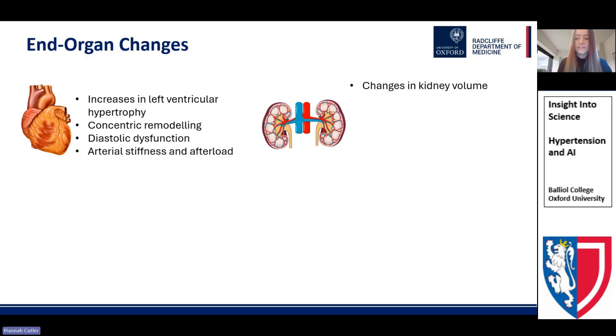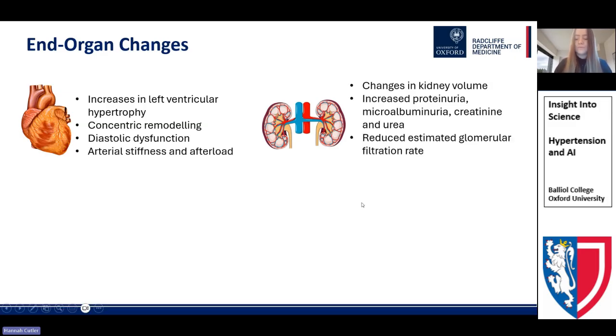In the kidneys, you might get changes in kidney volume, increases in proteinuria, micronuria, creatinine, and urea, which is a sign. So basically, you'll end up with extra protein in the urine, which you don't normally have, which is a sign that the kidneys aren't filtering as they normally would. And you get something called reduced estimated volume filtration rate. This estimated volume filtration rate is a normal sign of healthy functioning kidneys. So if you have a reduction in this, it suggests your kidneys aren't functioning as they normally would. And you also get reduced renal perfusion, so reduced blood flow to the kidneys.